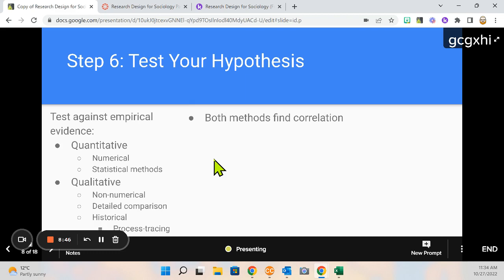Whichever type of method we are using, quantitative or qualitative, both are ways of determining correlation. Correlation does not have to be statistical. We just need to know how variables change together. And specifically, we want to be able to talk about direction. Is it a positive correlation? Meaning that the variables change in the same direction.